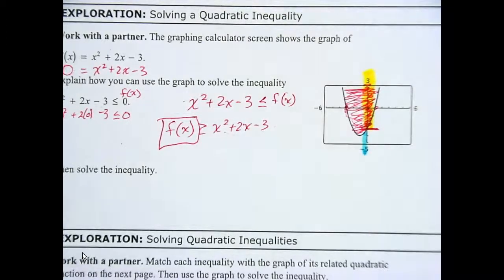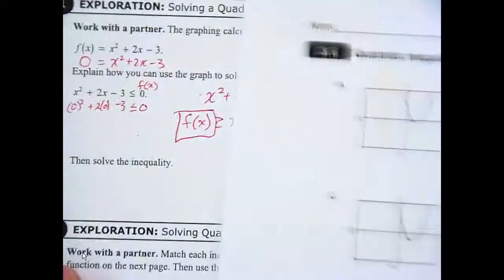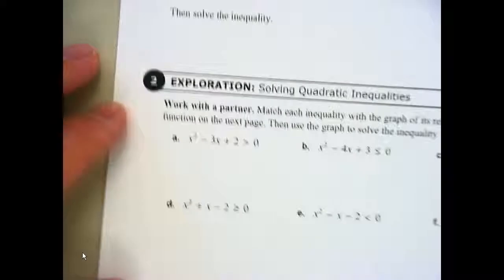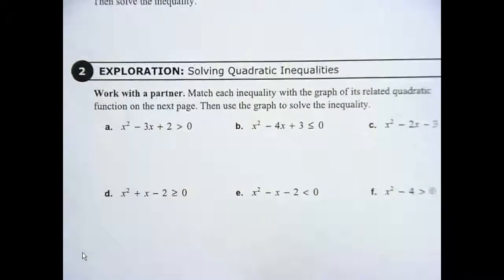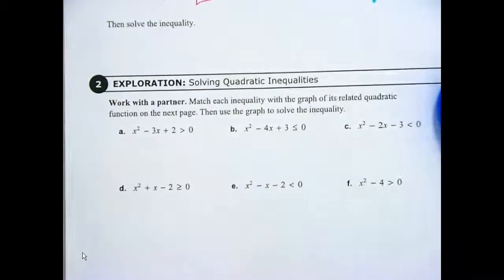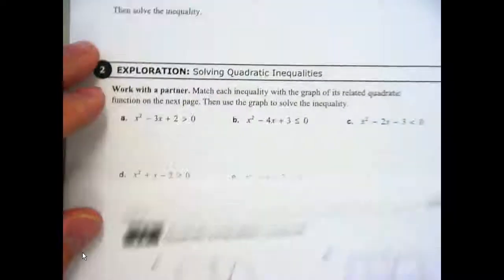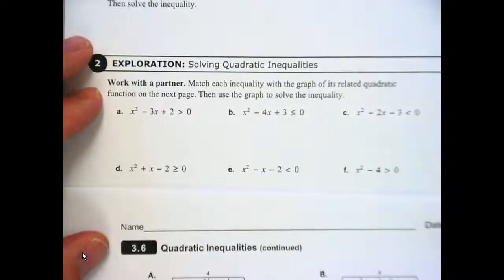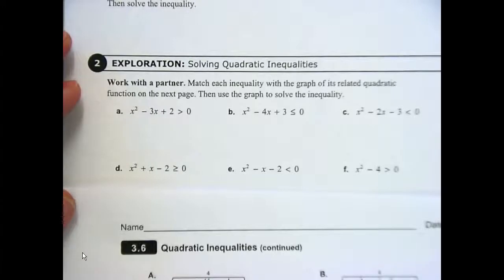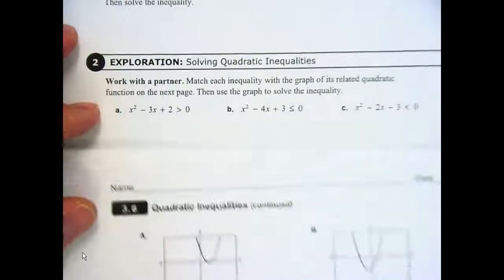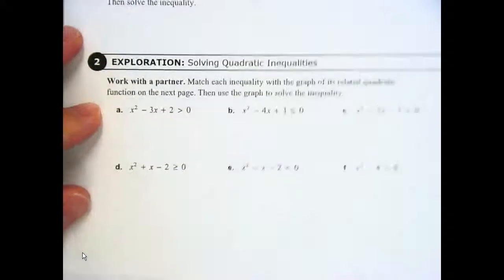Okay, let me explain it in a different way here. Let's say I have exploration 2. It says match each inequality with the graph of its related quadratic function on the next page, then use the graph to solve the inequality. Did anyone match up A already? Yeah? Why don't we look at it really quick. What does it match with? A matches with A. In fact, how can you tell right away?